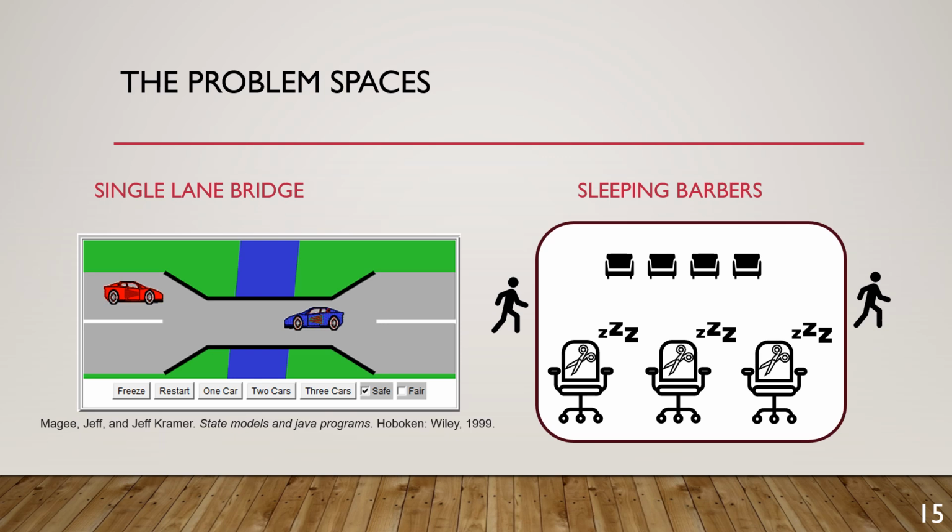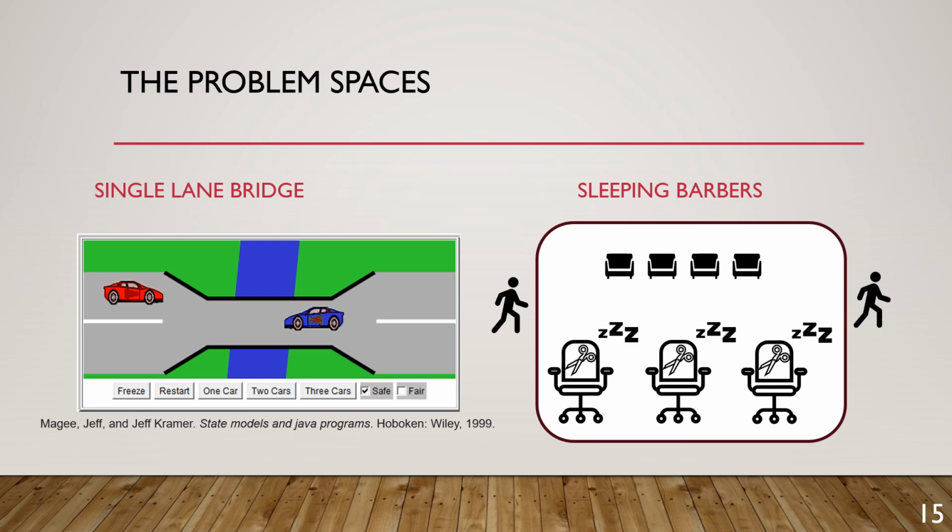Let's look at the problem and solution spaces. The single-lane bridge problem describes a bridge that only allows one flow of traffic at a time. Red cars travel in one direction and blue cars in the other. An appropriate solution controls access to the bridge such that all cars can enter and exit the bridge in a timely fashion without any collisions. The bridge is referred to as the shared data, which is accessed by active entities, here the red and blue cars.